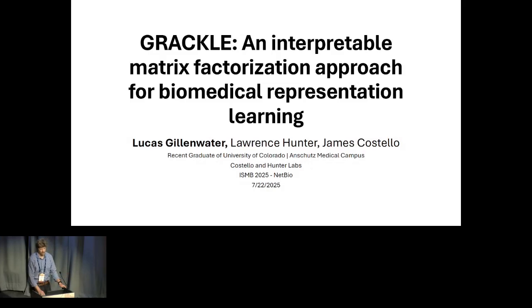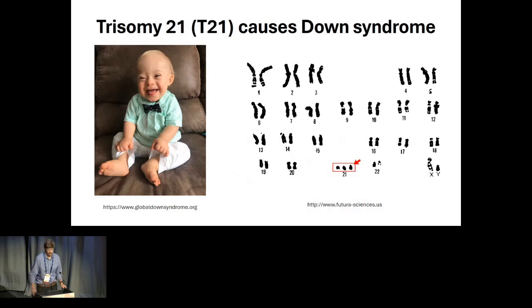Much of the research that I did during my PhD project was based on trying to better understand Down syndrome. Now, Down syndrome is a condition that is caused by the triplication of chromosome 21, also known as trisomy 21. It's the most common survivable aneuploidy in humans. Its prevalence is around 1 in 700 births in America, and people with Down syndrome are now living much longer lifespans than they have in the past.